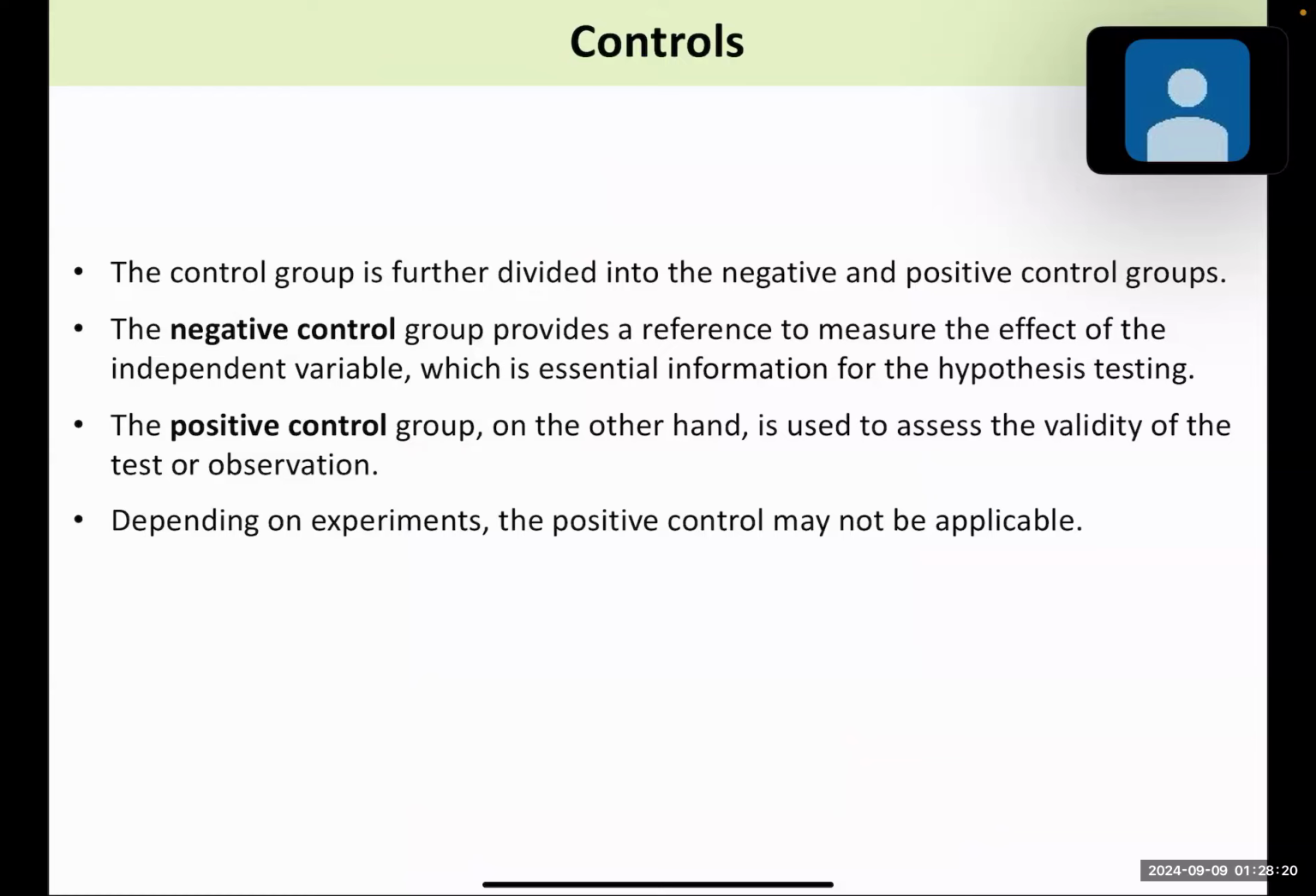All right, so controls are also very important. You can set up a negative control and a positive control. Negative control provides a reference to measure the effect of the independent variable, which is essential information for hypothesis testing.